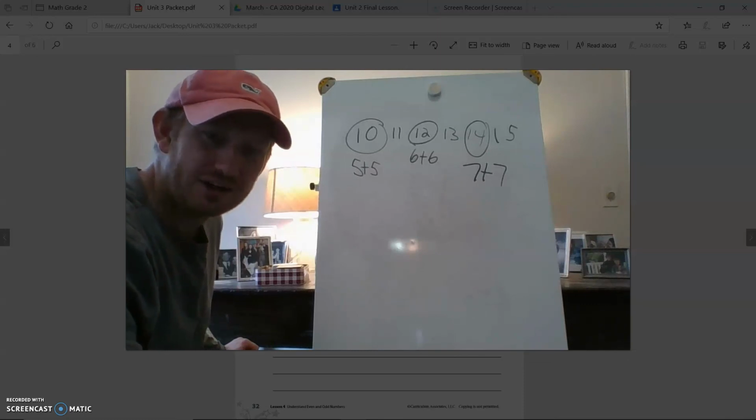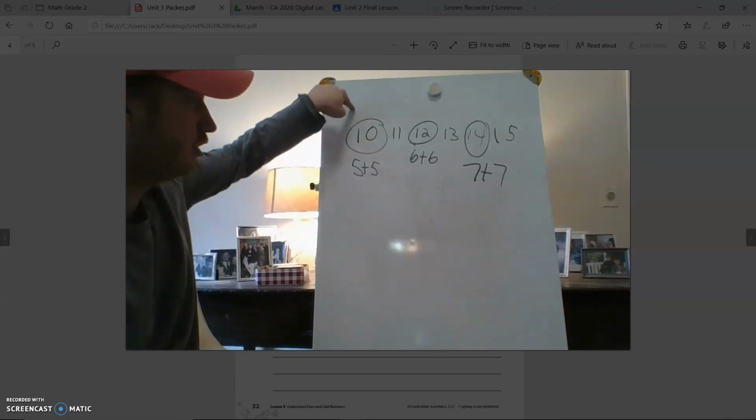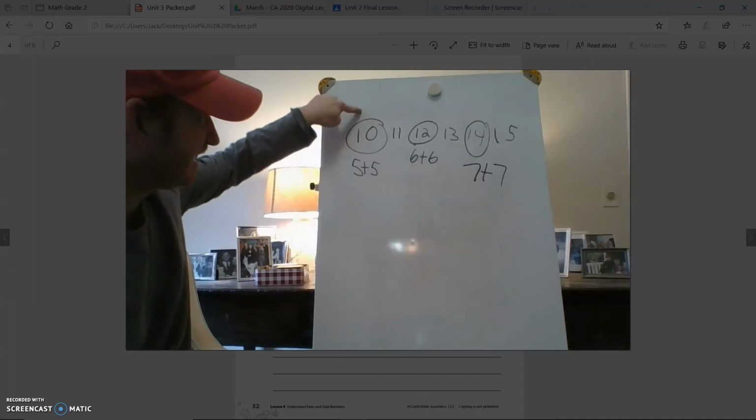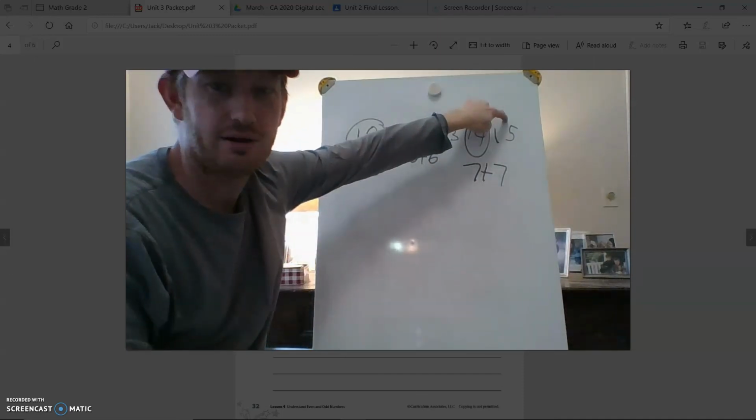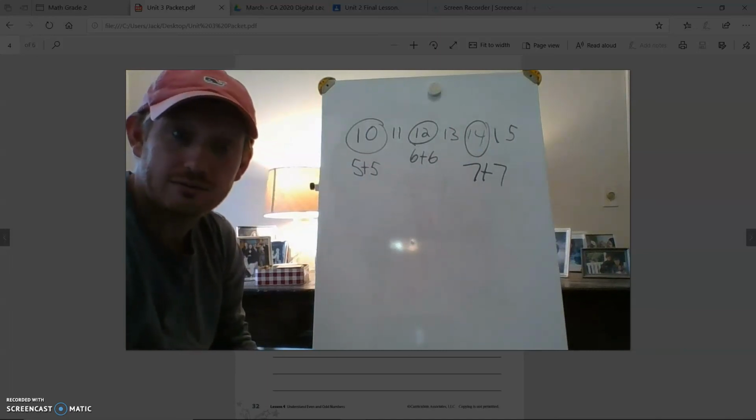Are you seeing a pattern here? Every other number is even or odd. It goes even, odd, even, odd, even, odd. And it's going to do that.